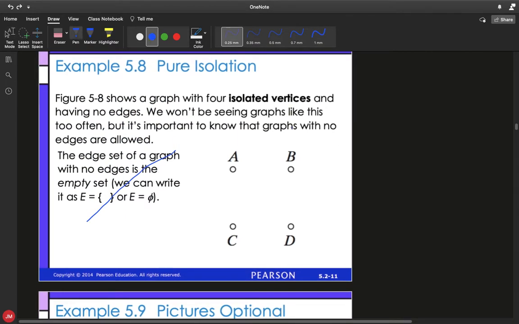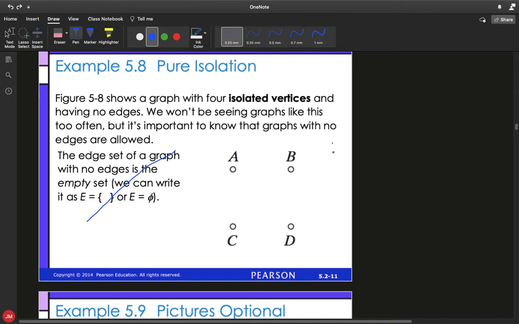Now, with this next example, what we want to see here is that there is a possibility of having isolated vertices. So this graph shows an example where we've got isolated vertices which have no edges. We won't see these too often, but just know that they are possible.